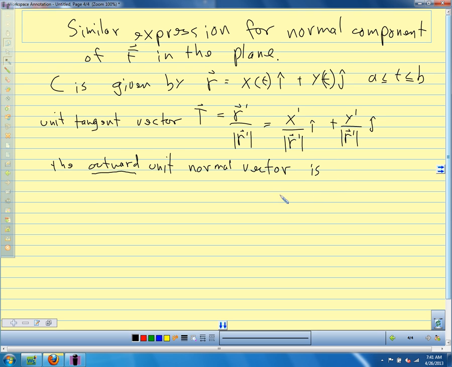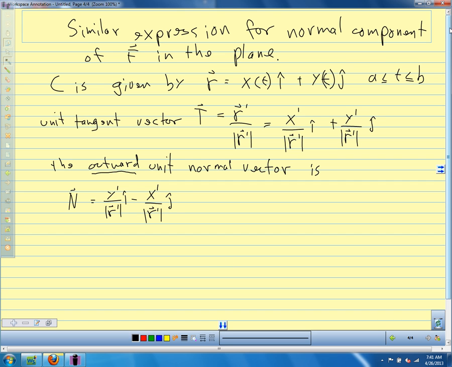So the outward unit normal vector n, we're going to switch the 2 components and change the sign on one, and we want to make sure we get that outward unit normal vector. So n is going to be y prime over the length of r prime, minus x prime over the length of r prime, in i and j. So this is going to give us an outward unit normal vector.